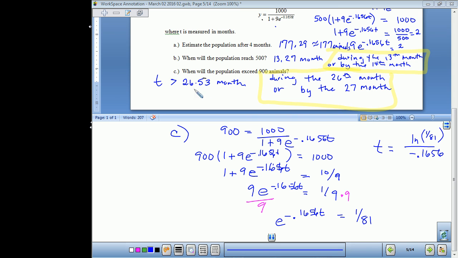What does this mean? The population will exceed 900 animals. Well, that would be during that 26th month, which is by this 27th month. So you can word it either way. Yes, sir? If the answer was like 26.00, like it was just 26, would you be able to say by the 26th month? I would, yes, if it was that close.